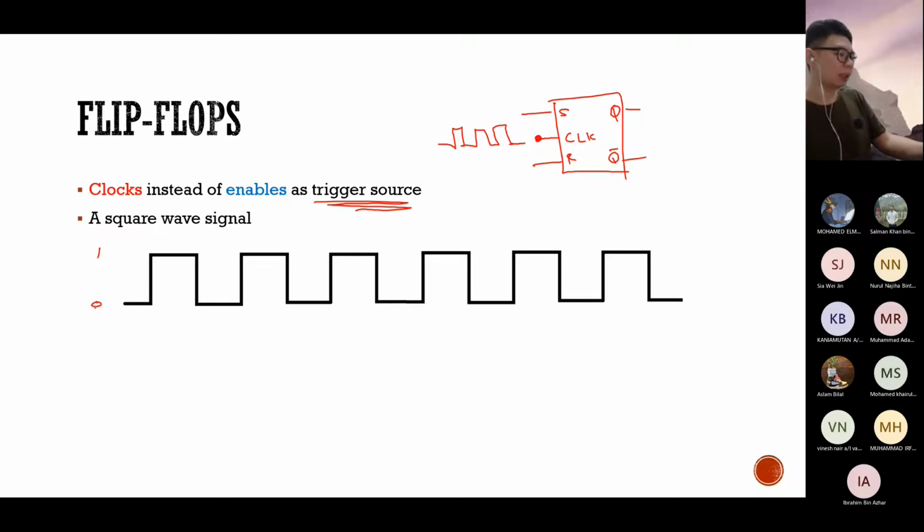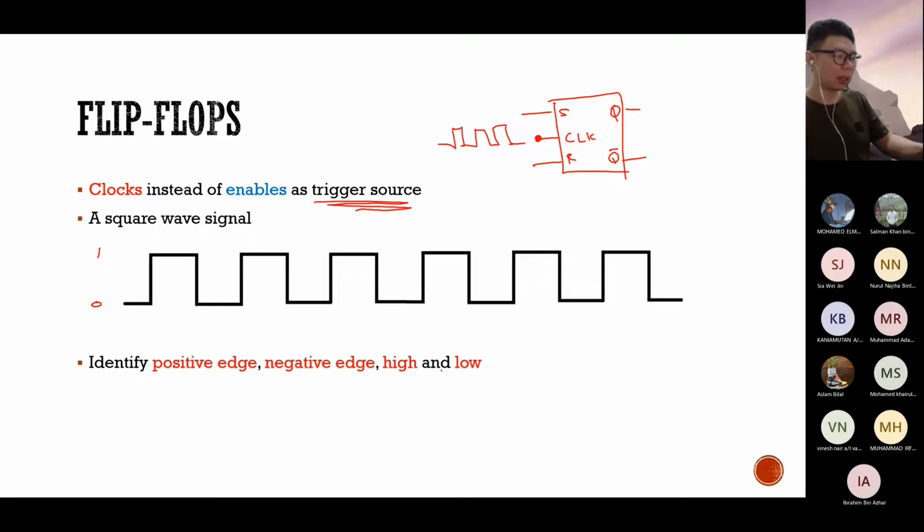A square wave is just a repetition of going from 0 to 1, 0 to 1, and so on and so forth. In a square wave signal, you have several components: they are high, they're low, and they are positive edge and negative edge.